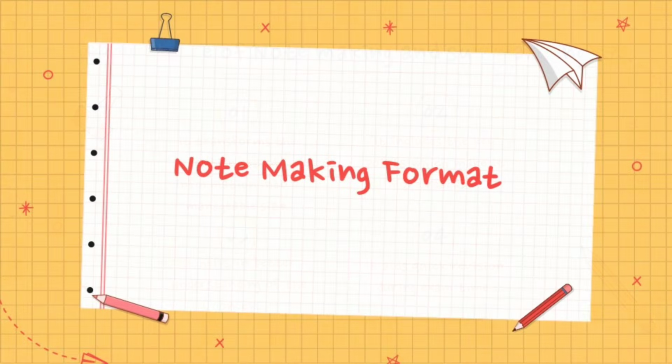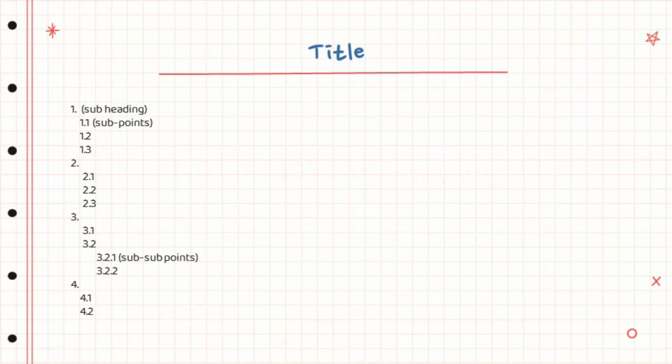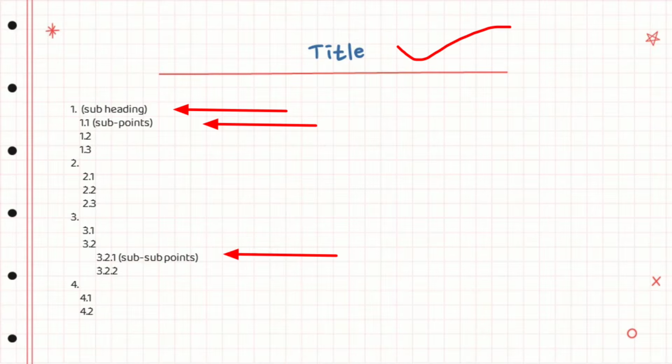So what is the note-making format? What format should we follow? Well, this is the format that you need to follow. First, title, that's very important. Then you have the subheading. Then you have the subpoint. And then you have the sub-subpoint. With the help of a very simple example, you will be able to understand subheadings, subpoints and sub-subpoints.